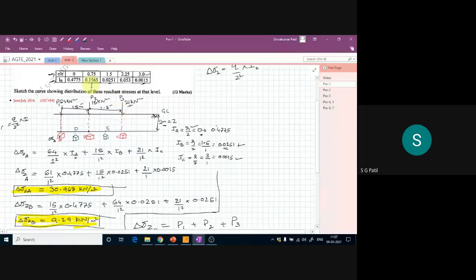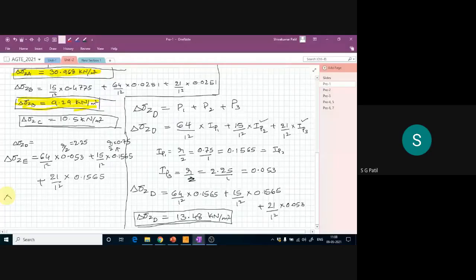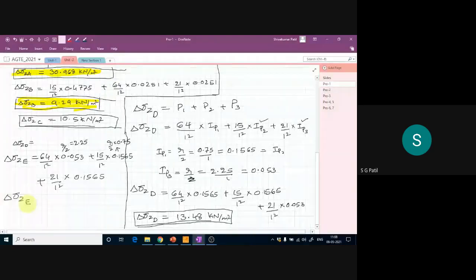What is the second load? 15 kilonewton. 15 divided by Z is 1. Into your R by Z, you check R by Z at point E at point 0.75. 0.1 value. R by Z is 0.